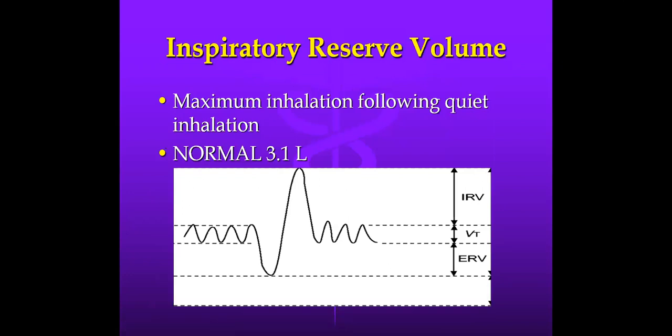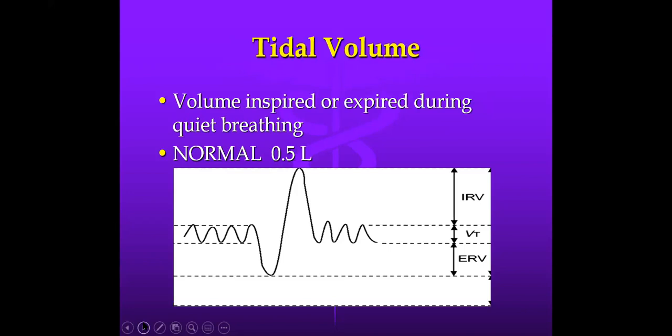Inspiratory reserve volume is maximum inhalation following a quiet inhalation. See that? Written in words for you. It is the maximum amount of air I can get in after a quiet inhalation. Quiet and normal mean the same thing, guys. If they say normal inhalation or quiet inhalation, that's the same thing, okay? Normal, 3.1 liters. Tidal volume, the volume moved during quiet breathing, in and out. Normal, 0.5 liters or 500 milliliters.